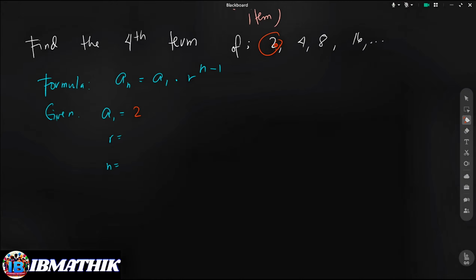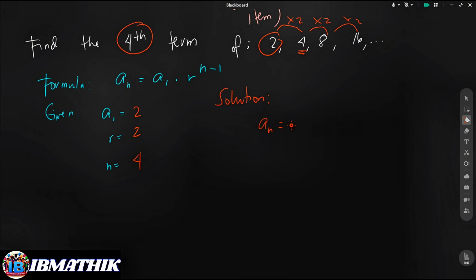Let's have the first term. The first term is 2. What about the ratio? What we do to 2 to become 4, we have multiplied by 2. Same in the other round, multiplied by 2, multiplied by 2. Therefore, our ratio is equal to 2. What about the n? The n is 4 terms. So this is 4.